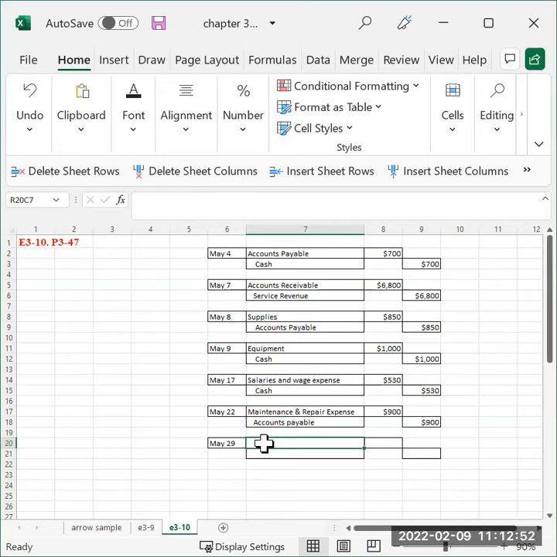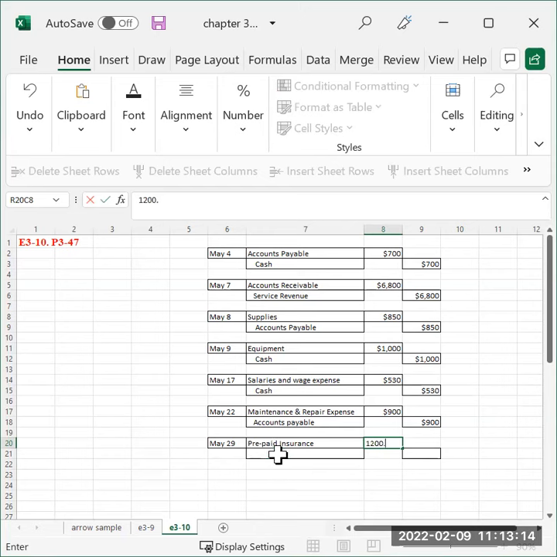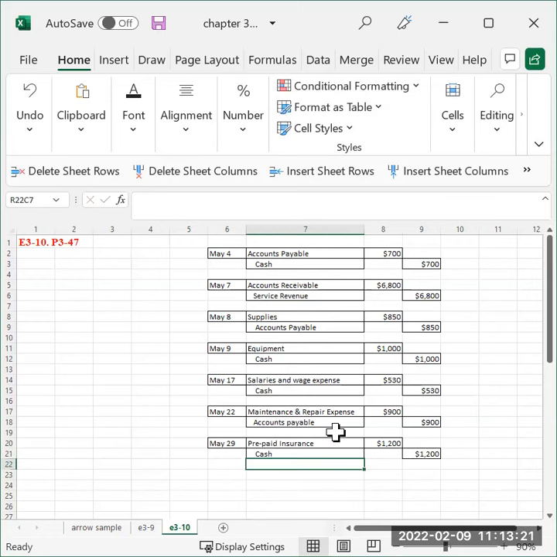You're probably going to see prepaid insurance, prepaid rent. I don't think you'll see prepaid utilities, but those are possibilities. But again, your problem, if you look at the list of accounts, is going to show you what the possibilities are. So this is prepaid insurance, and it is $1,200. And we are going to credit cash because we paid it. Oops, $1,200.